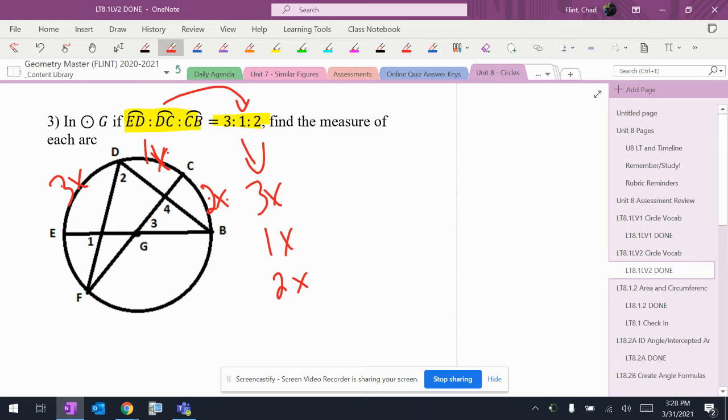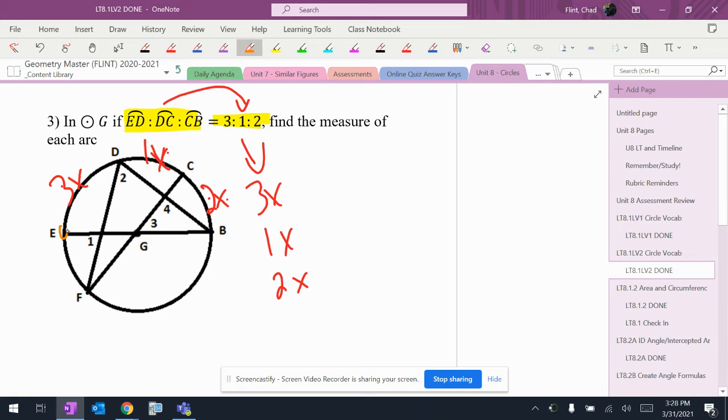So they could be 30, 10, or 20. Or they could be 60, 20, and 40. Whatever the situation is, when you reduce them, they'd be 3 to 1 to 2. So when you come across a question like this, either it's going to be the whole circle or it's going to be half of the circle almost every single time.